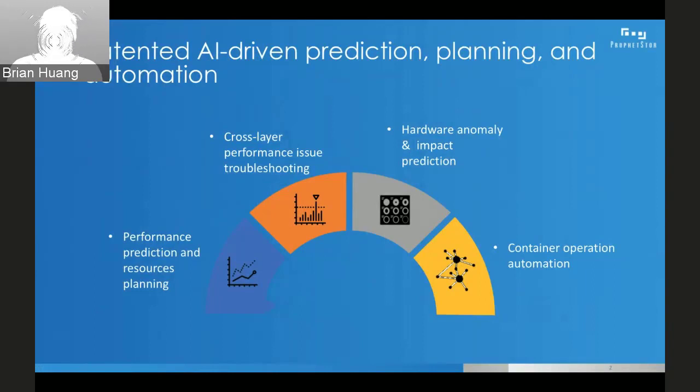And the last piece, which I'm going to talk about today, is container operation automation. Since we have the information from the three machine learning features I just mentioned, that is performance prediction, cross-layer performance issue troubleshooting, and hardware and impact prediction, based on this information our Federated AI will help to decide when and where to scale out pods to different nodes, or to scale up to have more resources, or to scale down.